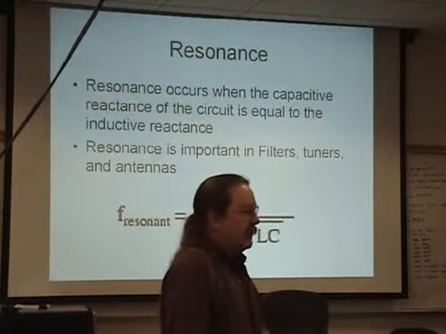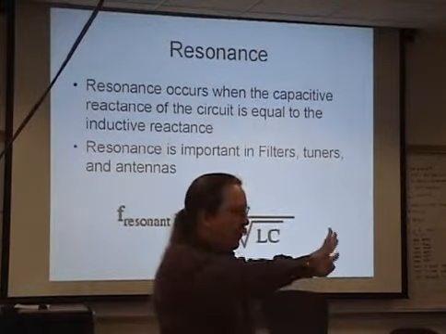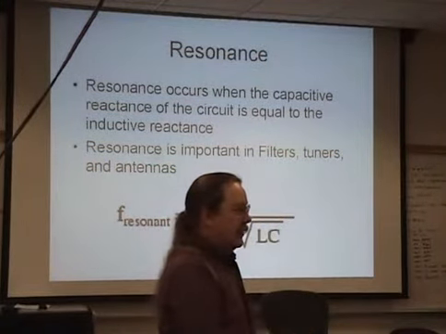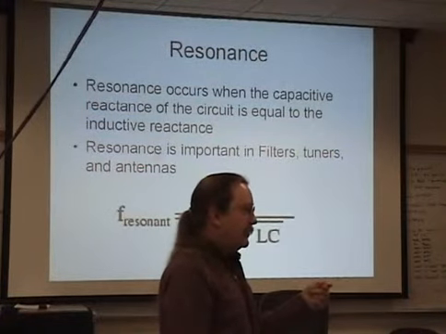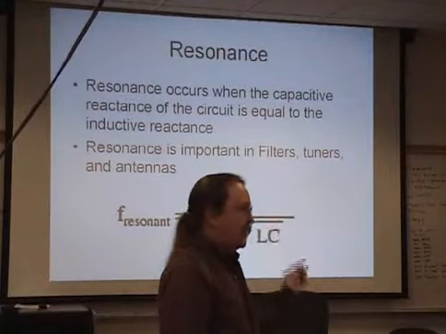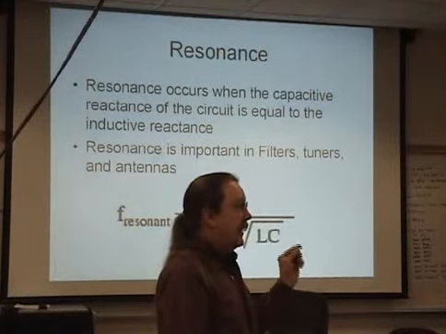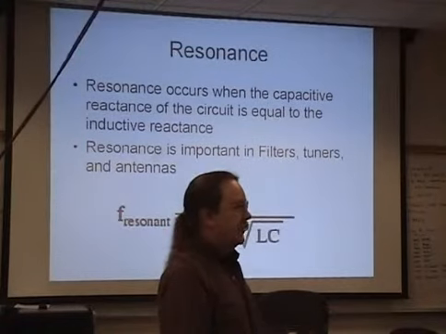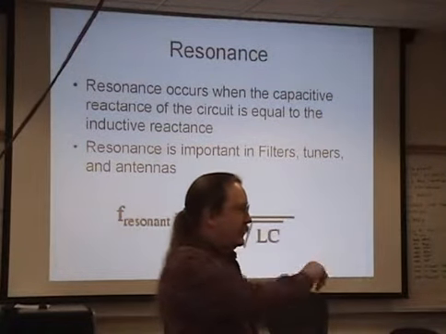Resonance occurs when capacitive reactance of the circuit equals the inductive reactance. So in the slide before, it's when you have these two equal, and since they're opposite, all of a sudden you're going to get a 0. It just zeroes out, your impedance becomes totally resistive.